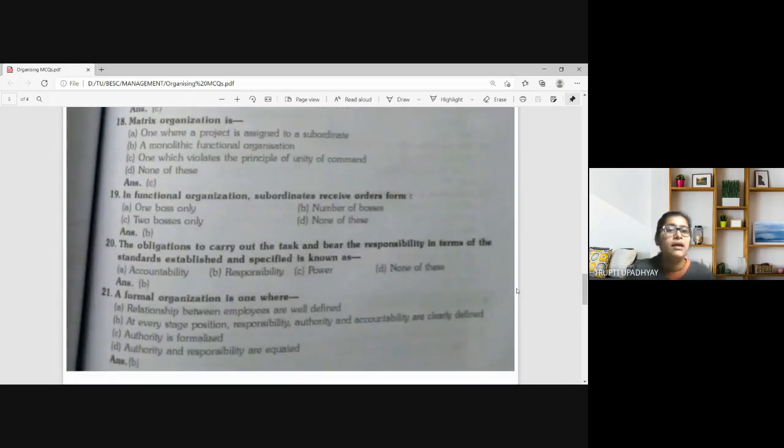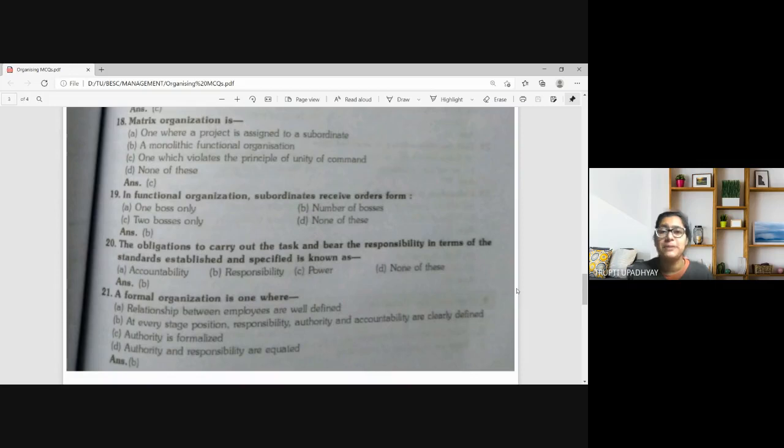Next question, matrix organization is A, one where a project is assigned to a subordinate, B, a monolithic functional organization, C, one which violates the principle of unity of command, and D is none of these. Matrix organization obviously violates the principle of unity of command, because the subordinate will be supervised by two bosses, right? And unity of command says that only one boss should be there for one subordinate, so reporting should be done to one manager.